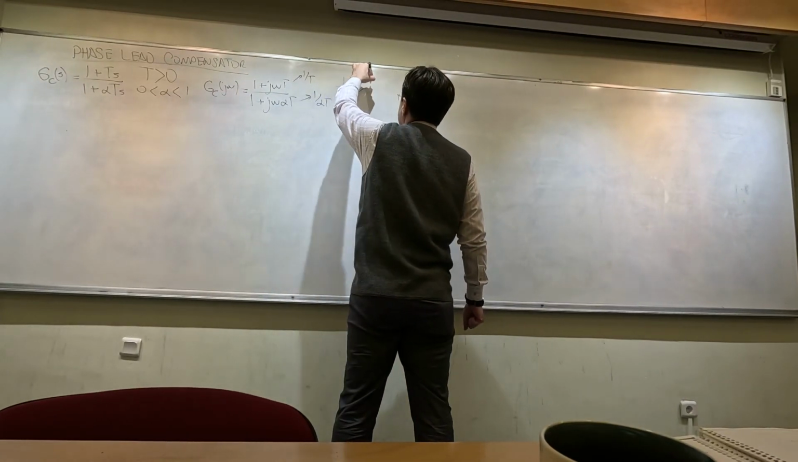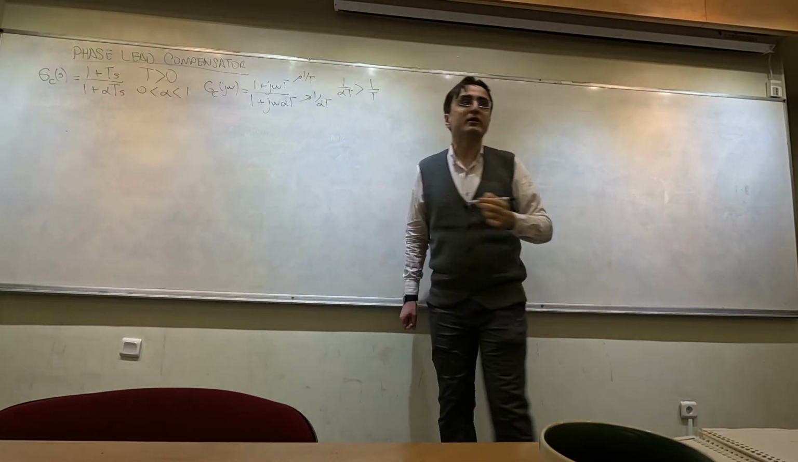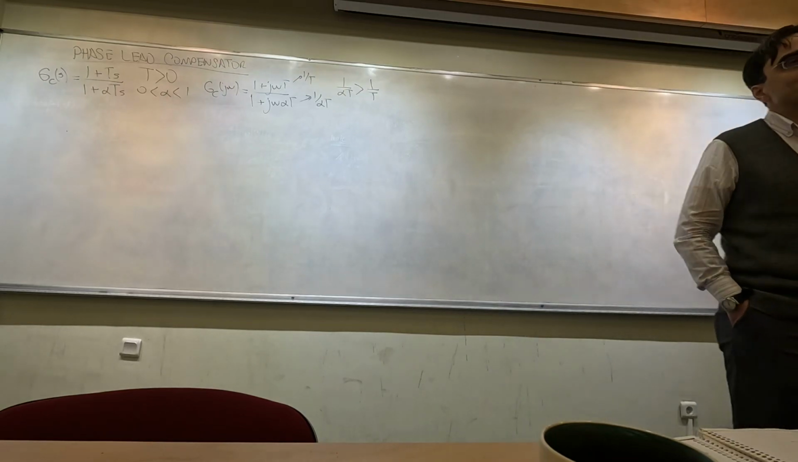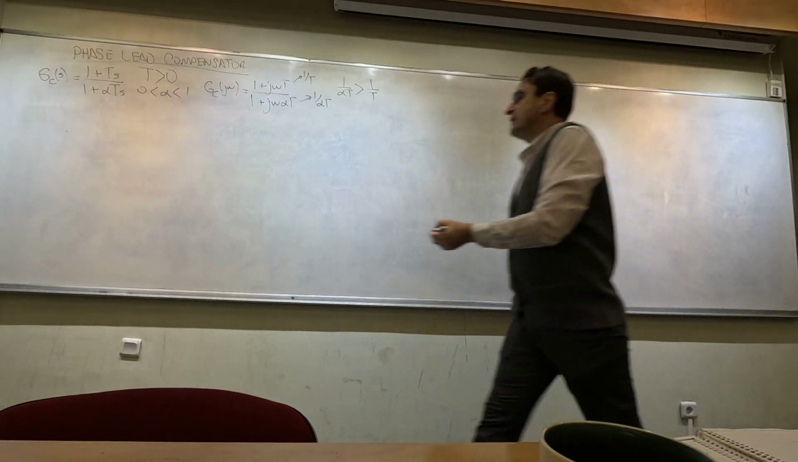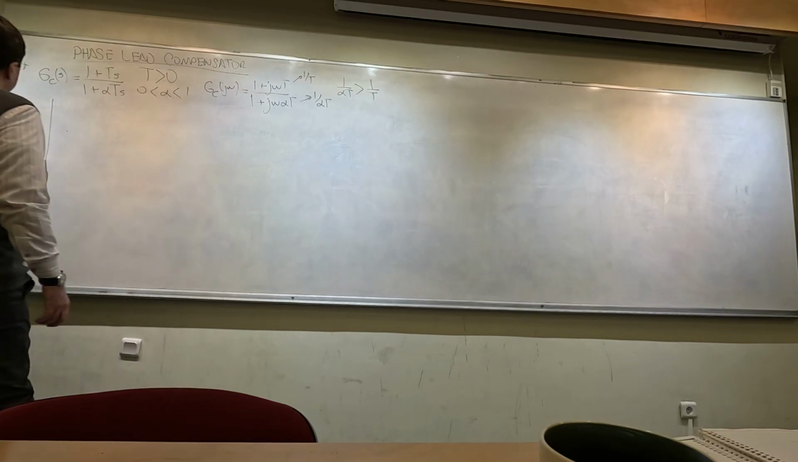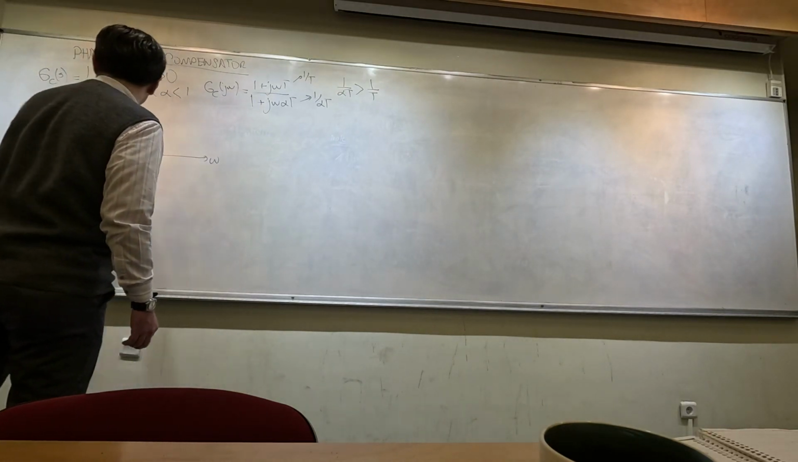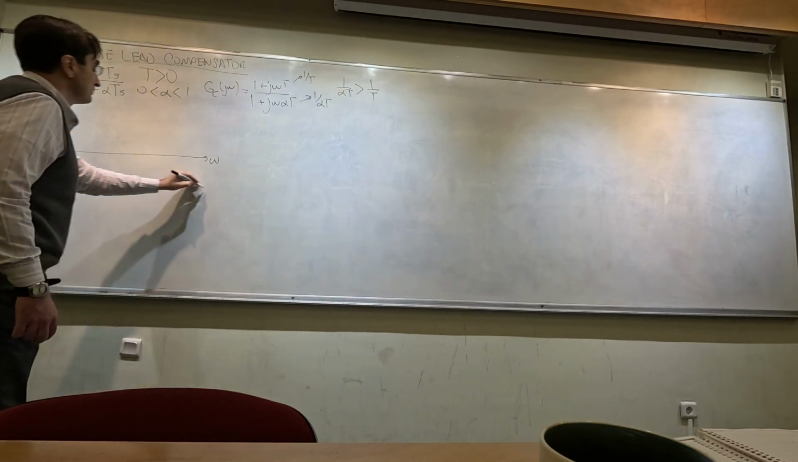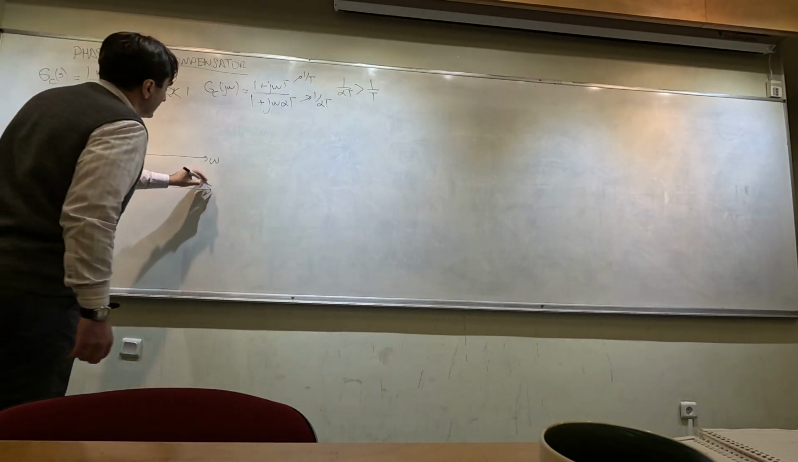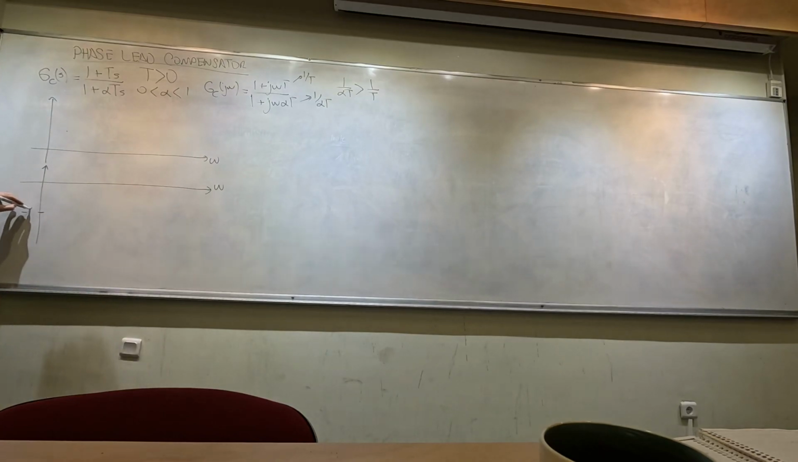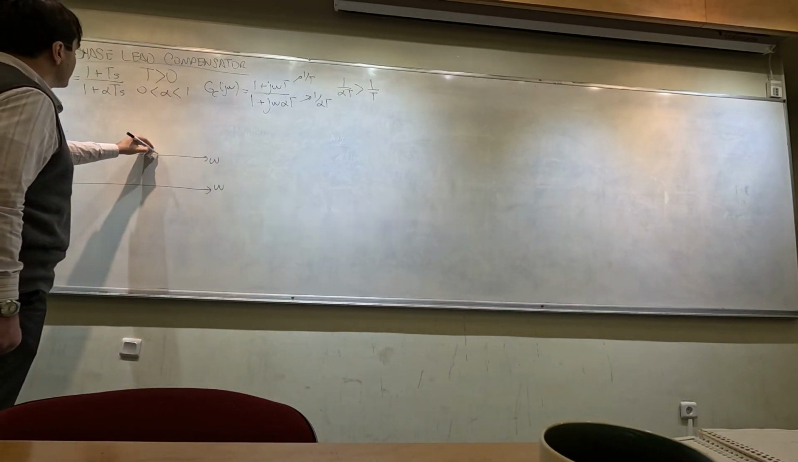The corner frequency of the pole is actually larger than the corner frequency of the zero. Okay? So here, when we try to look at the magnitude response of the system, I have omega here. I have minus 90 degrees and minus 180 degrees. I can mark the corner frequencies here.